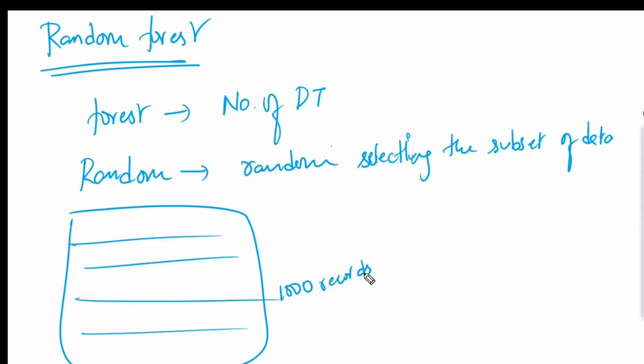And you are having 5 columns. 1000 records into 5 columns we are having. Now in total we are having this much large amount of data.